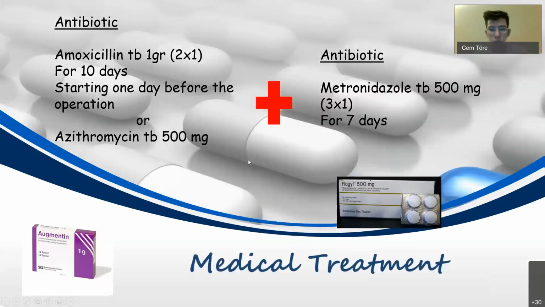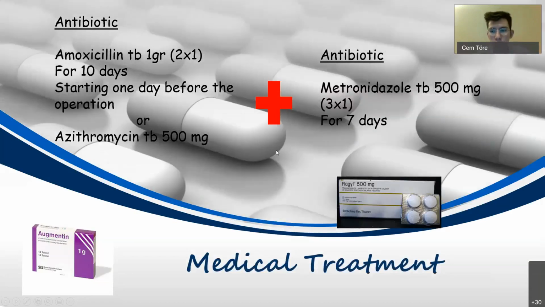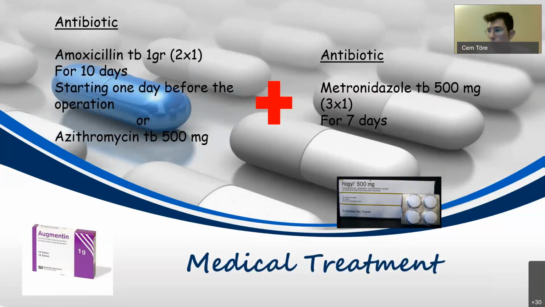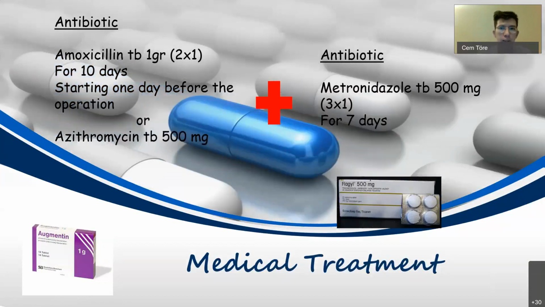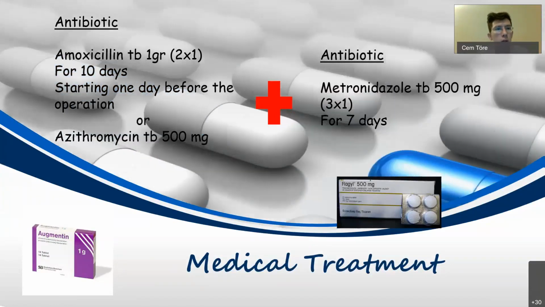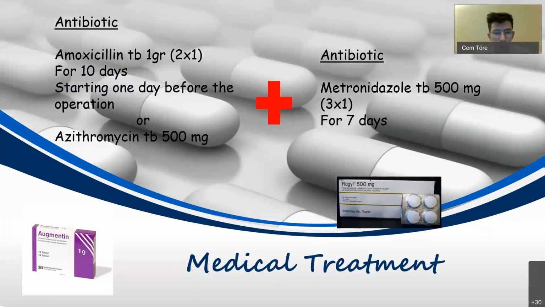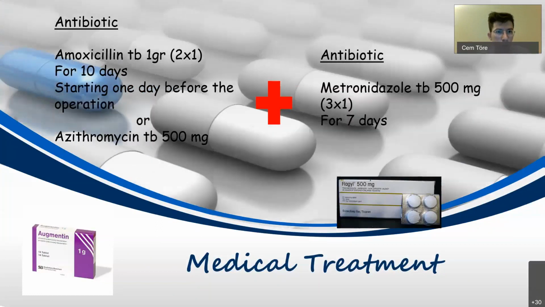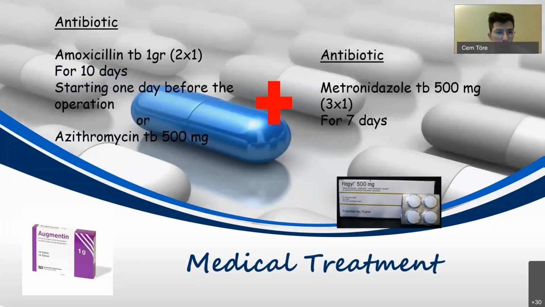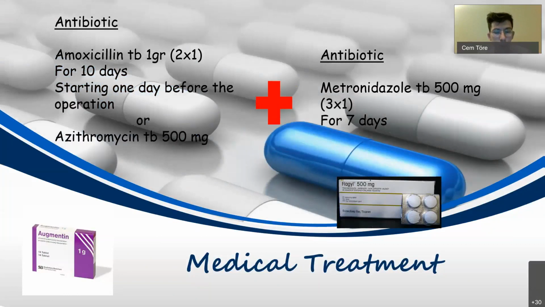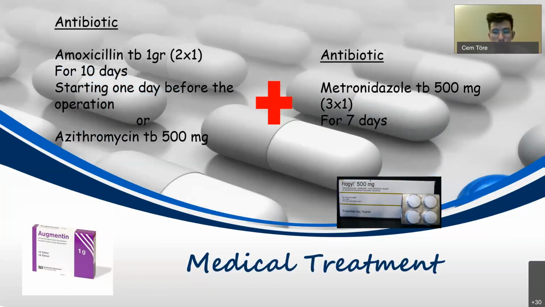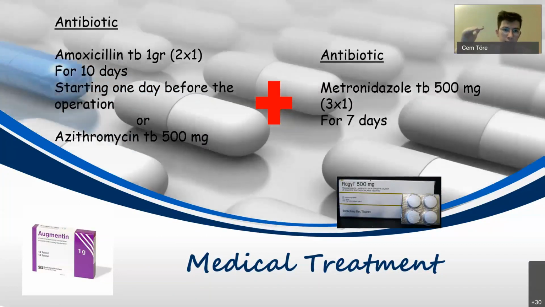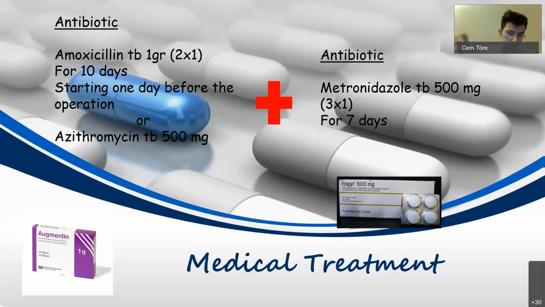And what about medical treatment? What do we prescribe to the patients after an augmentation? Basically, we have antibiotics, two antibiotics in combination, 1 gram of amoxicillin twice a day for 10 days, starting preferably 1 or 2 days before the operation so that the blood level of the antibiotic is already elevated when you are placing your first incision.